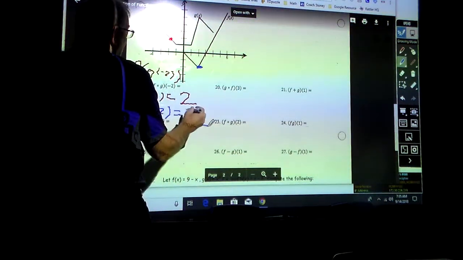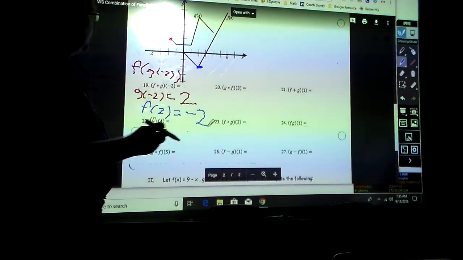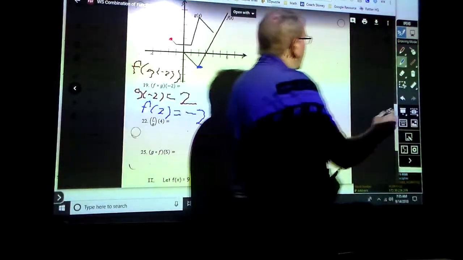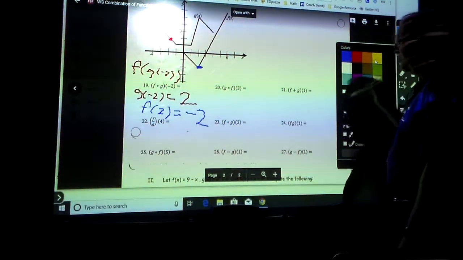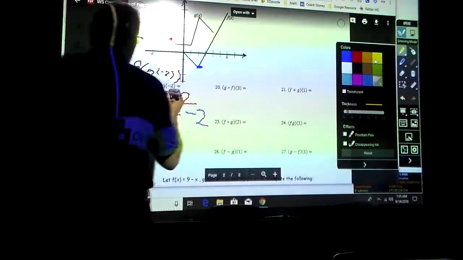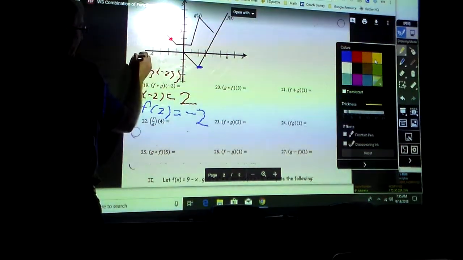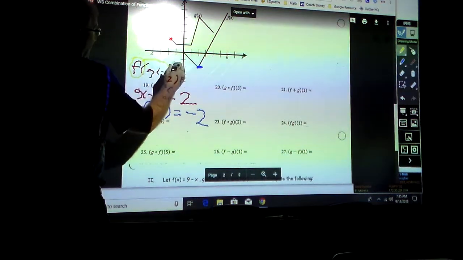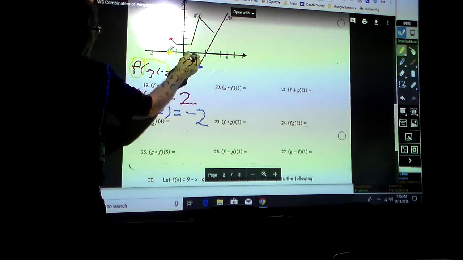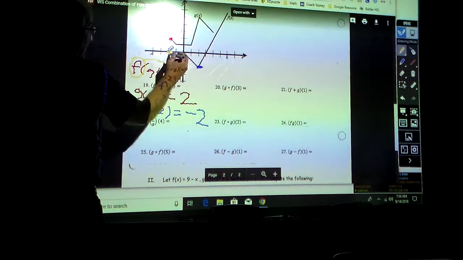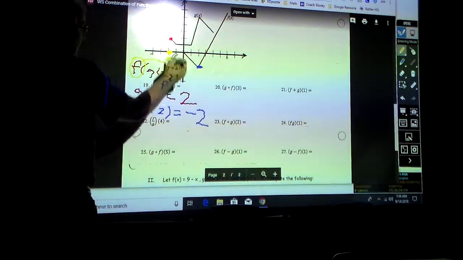Negative 2, which would be your answer except for one problem on this one. This one has a very unique problem. And we could have done this first, maybe. This f exists at negative 2, and negative 2 is right there. Does that line go over there anywhere? It doesn't. It doesn't touch that line.